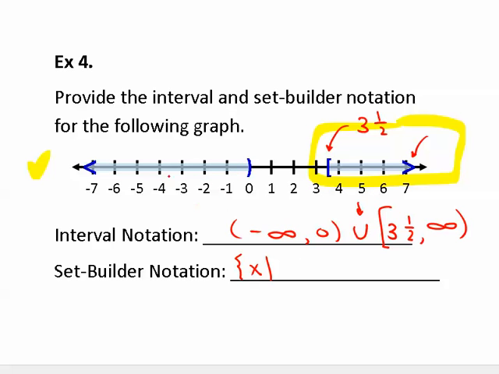So how do we talk about the shaded region on the left-hand side? Well, x is any value that's less than 0. Then we use the word or, and then for the right-hand region, we say x is anything greater than or equal to 3 and 1/2. Now sometimes instead of saying 3 and 1/2, they'll use something like 7/2. 7/2 is the same thing as 3 and 1/2.